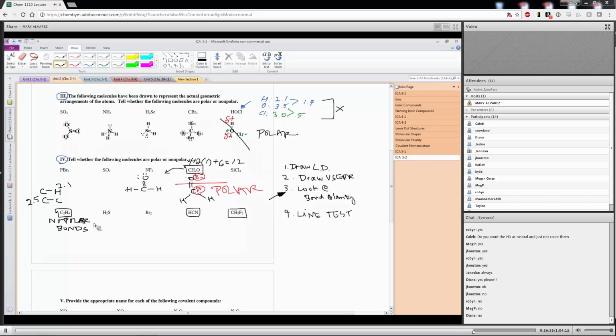Is that a nice little trick? Saved us on one of these four. So, 25% of the time might be helpful. Okay, let's look at HCN. If we have hydrogen, carbon, and nitrogen, if hydrogen is 2.1, carbon is 2.5, and nitrogen is 3.0, is it possible that we could have polar bonds in this molecule?